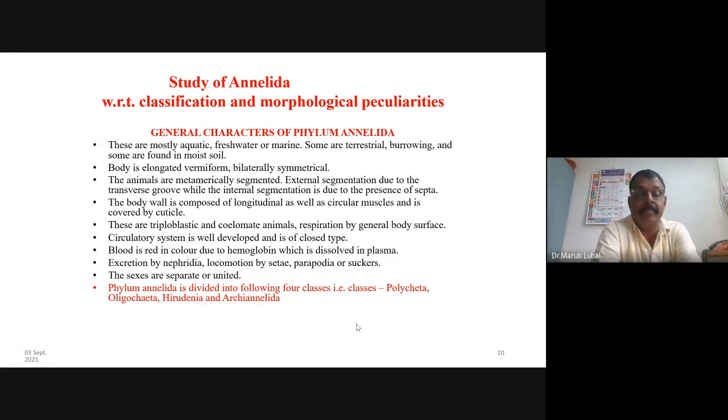These animals are triploblastic and coelomate animals. Respiration is generally by the body surface. Circulatory system is well developed and of closed type. Blood is red in color due to hemoglobin which is dissolved in the plasma. Excretion is by nephridia, locomotion by setae, or parapodia, or by suckers. The sexes are separate or united.